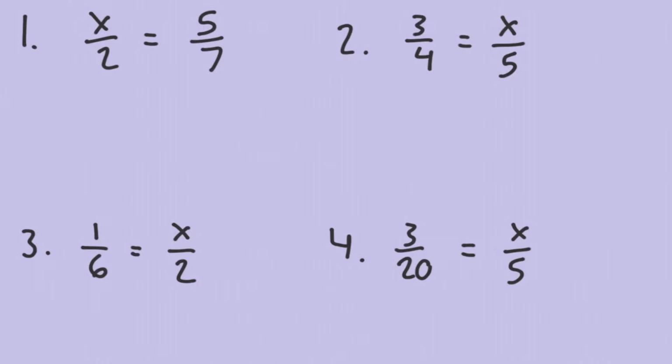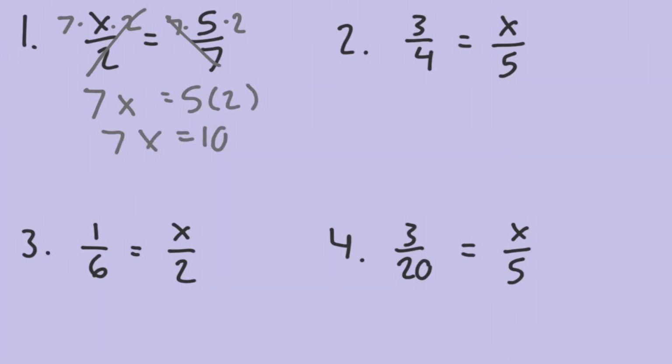So instead of cross multiplying and doing that shortcut, I'm going to multiply both sides by 2 so that the denominator here cancels, and by 7 so that this denominator cancels. So now we have 7x equals 5 times 2, which is what we would have gotten anyway by cross multiplying, and then x equals 10/7.